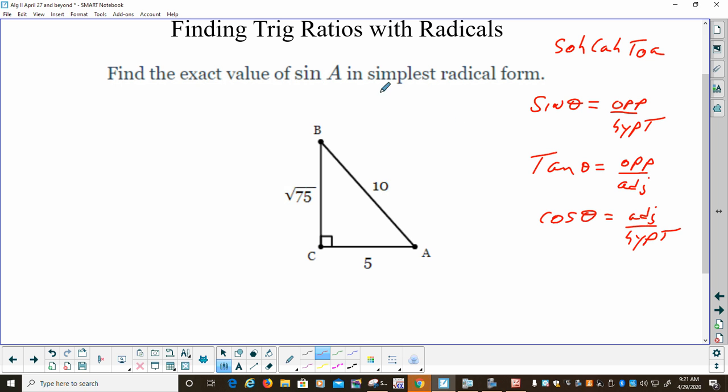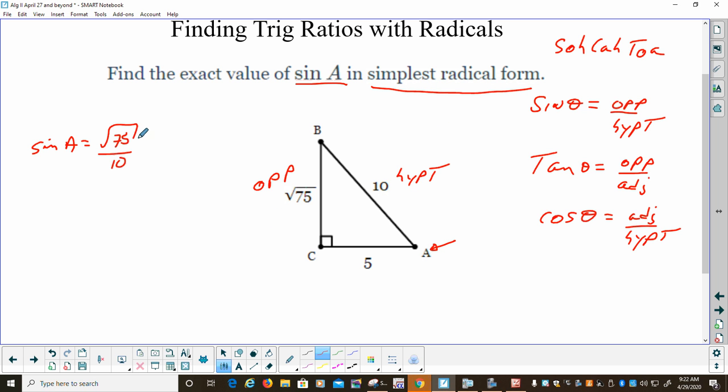Alright. They ask you to find the sine of A. So the first thing you have to do is stand on angle A and find the sine. Sine is your opposite over your hypotenuse. So this is your opposite side, this is your hypotenuse. So the sine of A is equal to your opposite over your hypotenuse. Now notice the wording here that says simplest radical form.